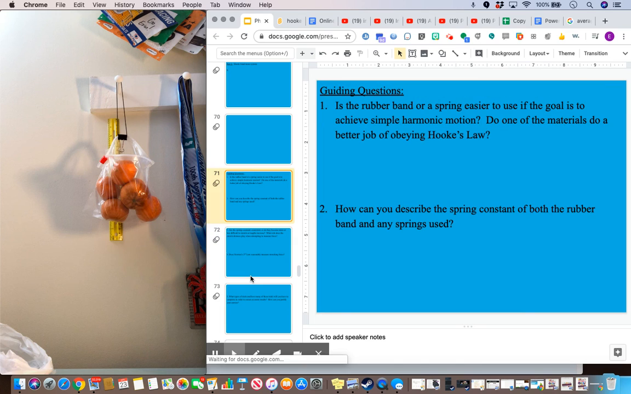So if it asks you, how can you describe the spring constant of both the rubber band and any springs used? Use the spring constant from your graph. If and when possible, use as much data as possible.